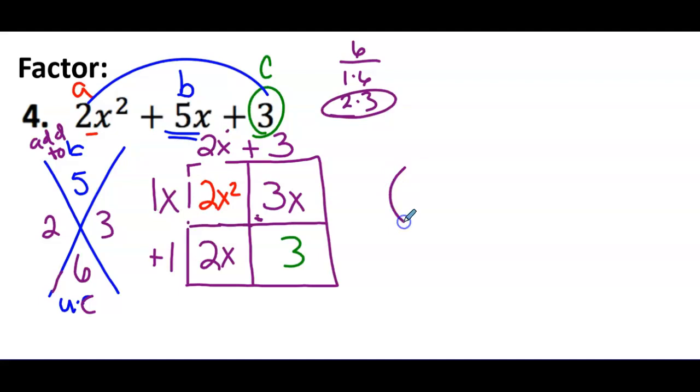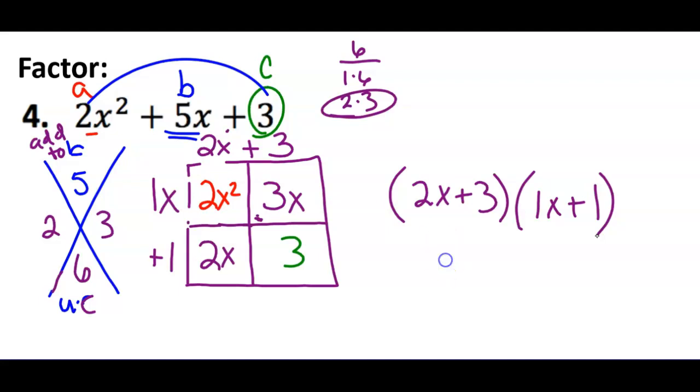So now I have created my binomial. I've got 2x plus 3, and I've got 1x plus 1, or x plus 1, okay? And that, my friends, is my answer. I have now factored this quadratic using the box and diamond method. It is important to know where things go in the positions that they go so that you can get to this, okay? So, pay attention to that.